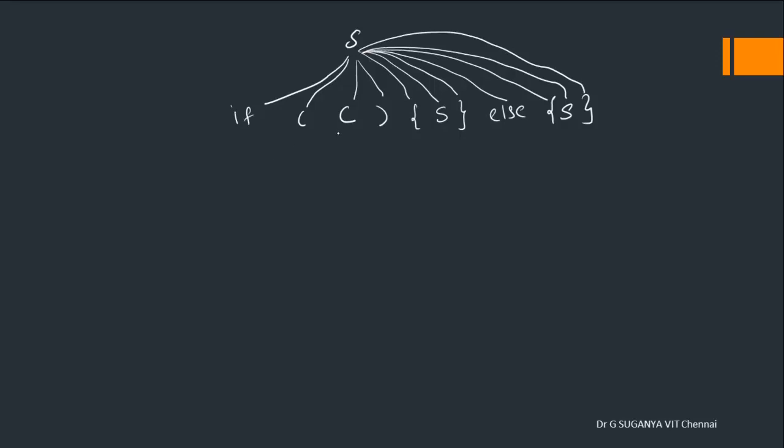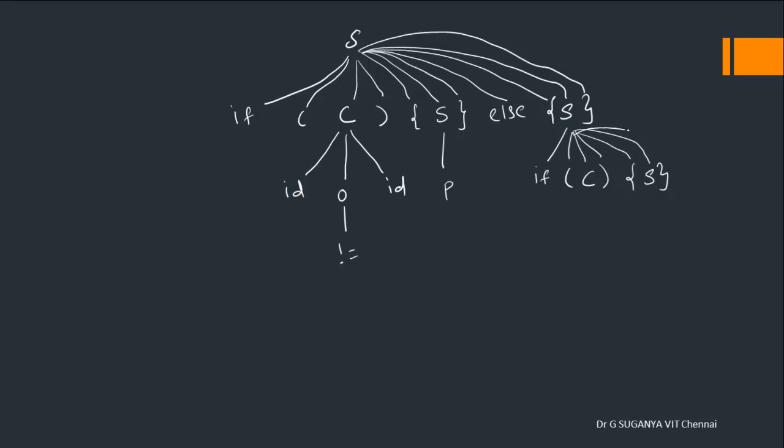Fine. Now this condition will get expanded to ID, O, ID. Then this operator will be the not equal to operator. This S will get expanded to P. This S will get expanded to if left bracket condition S. Then again ID, O, ID. Then this will get expanded to greater than and this will get expanded to P. This is the parse tree for the string.